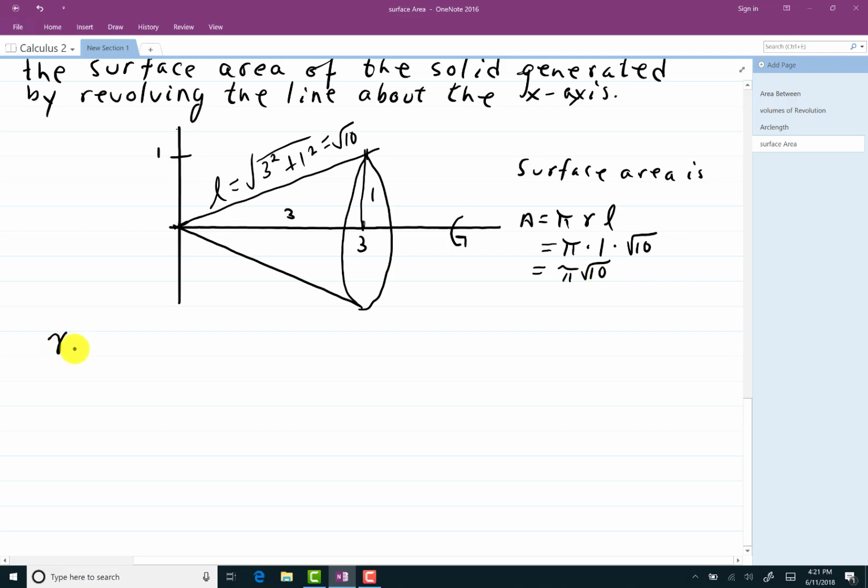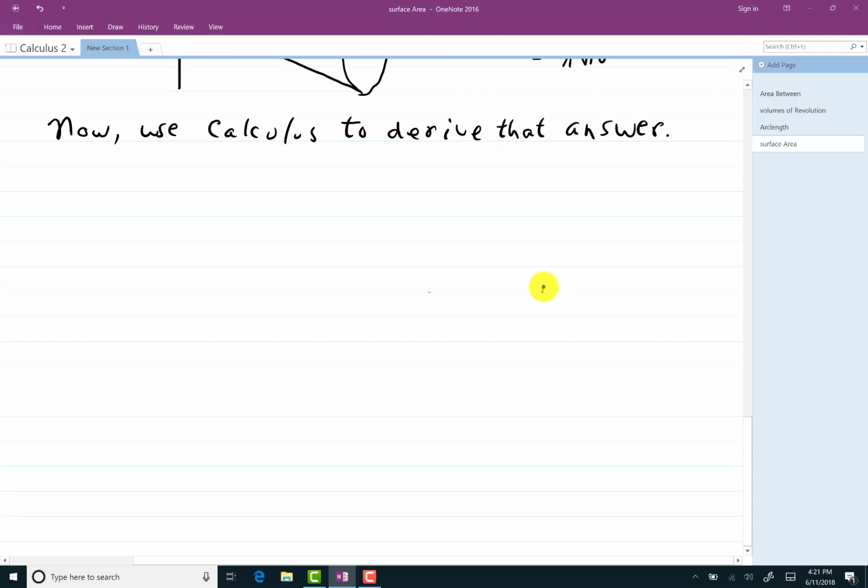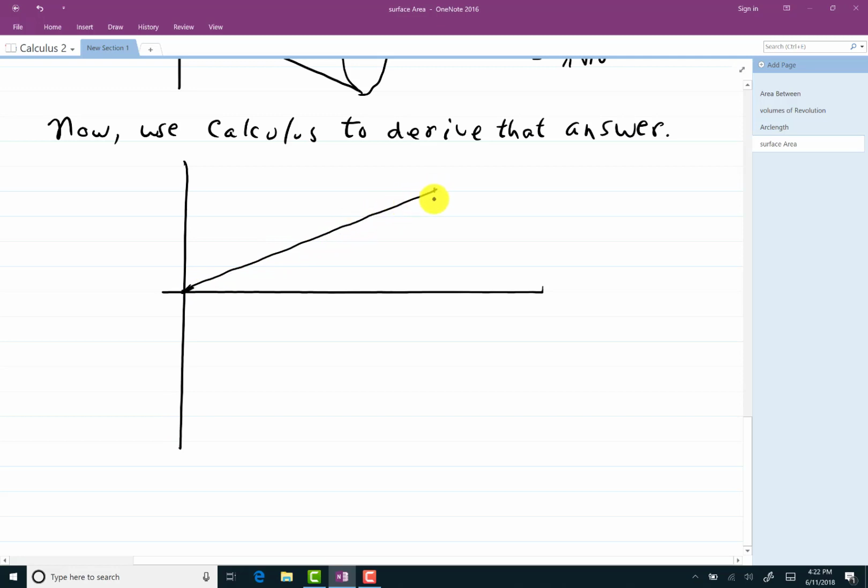So now, use calculus to derive that answer. So with that in mind, I'm going to regraph. And we'll end it at 3 as before.